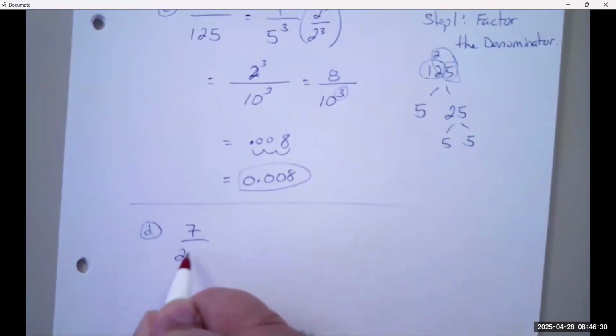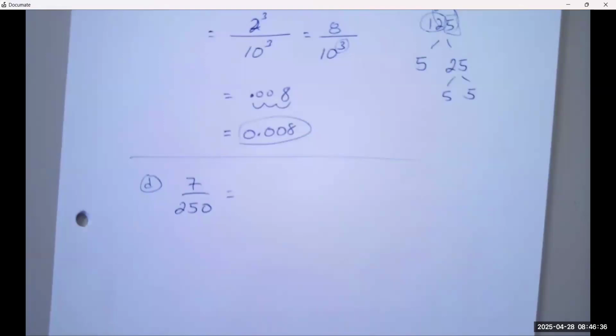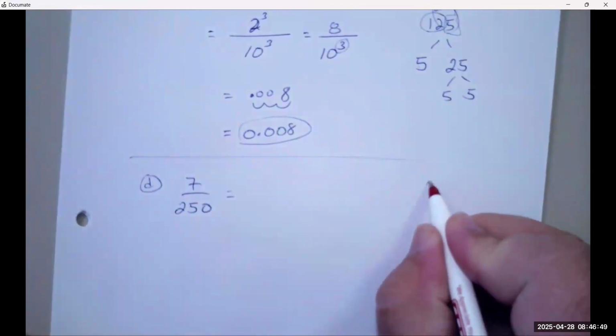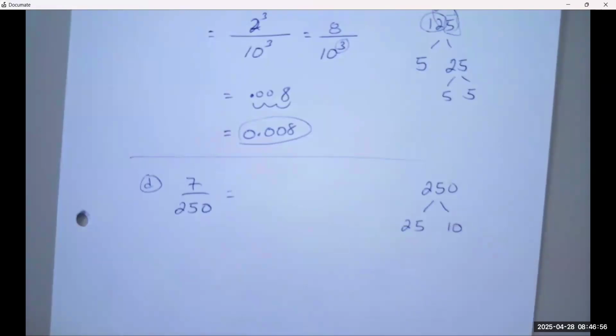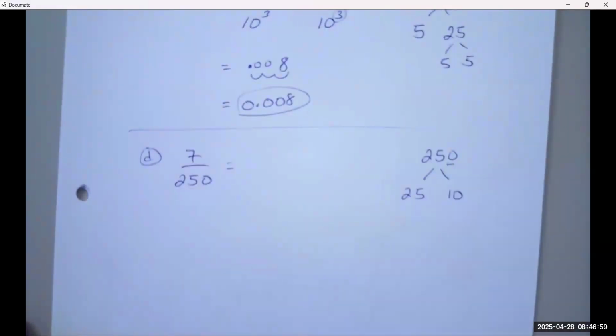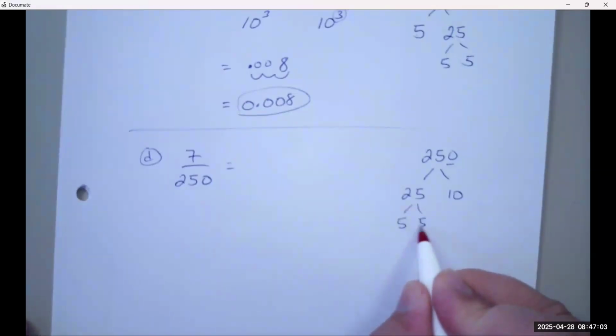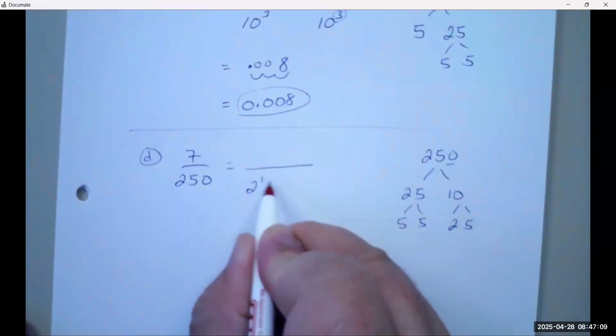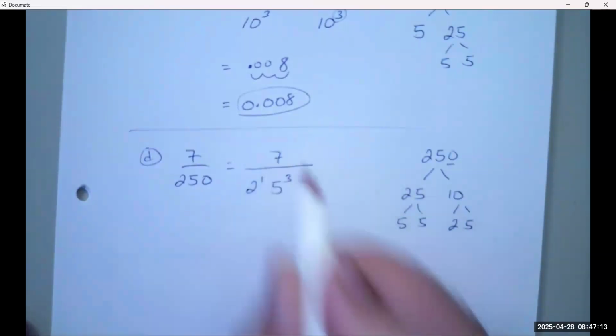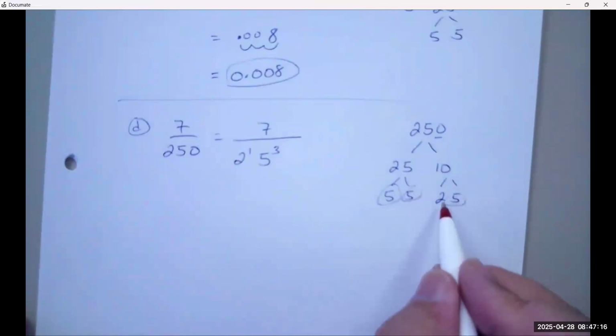And the last one for this example, same thing. $250 is 25 times 10 because it ends in a 0. 25 is 5 times 5. 10 is 2 times 5. So we have 3 5s and 1 2.